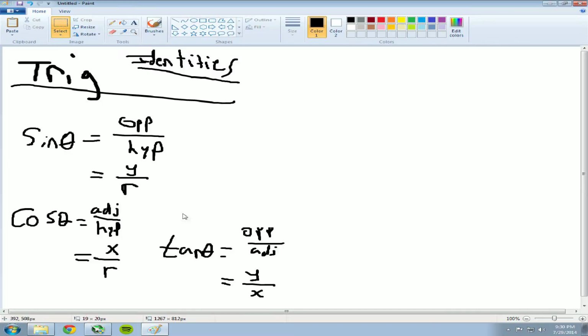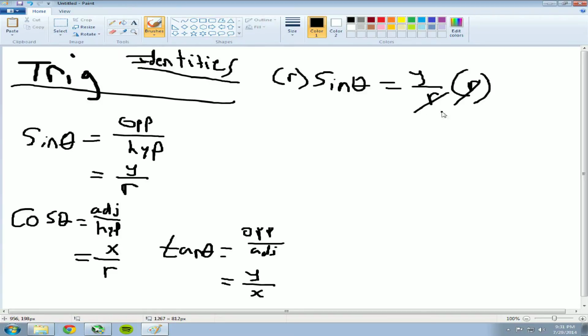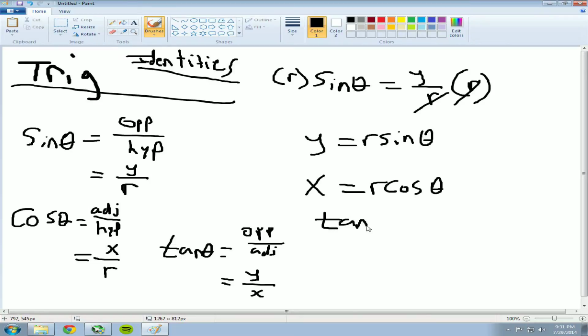So to begin, if we said sine of theta equals y over r right here. So that means that if you get y by itself and multiply both sides by r, these cancel out and you get y equals r sine theta. Do the same thing for cosine and you get x equals r cosine theta. And we'll just keep tan like this, and tan theta equals y over x.